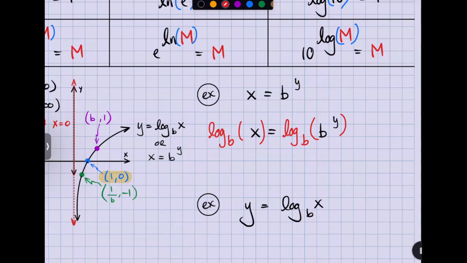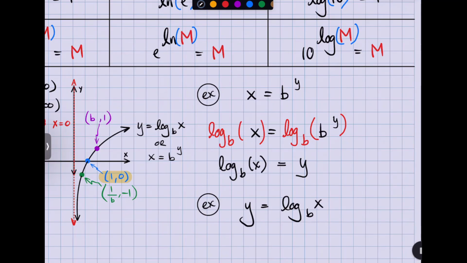Does that make sense? On the right, the log base b of b would leave me with just a y, and nothing simplifies on this side. And there I go from exponential form to log form. Exactly. On the right side it would be like squaring a square root, or taking the square root of a square.